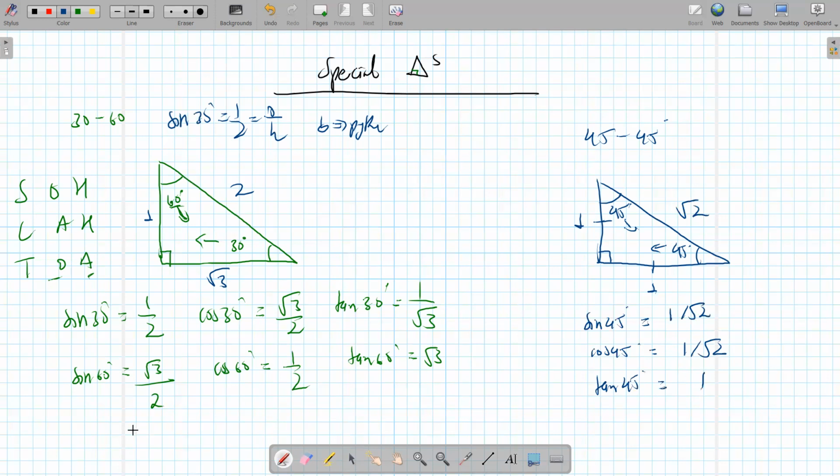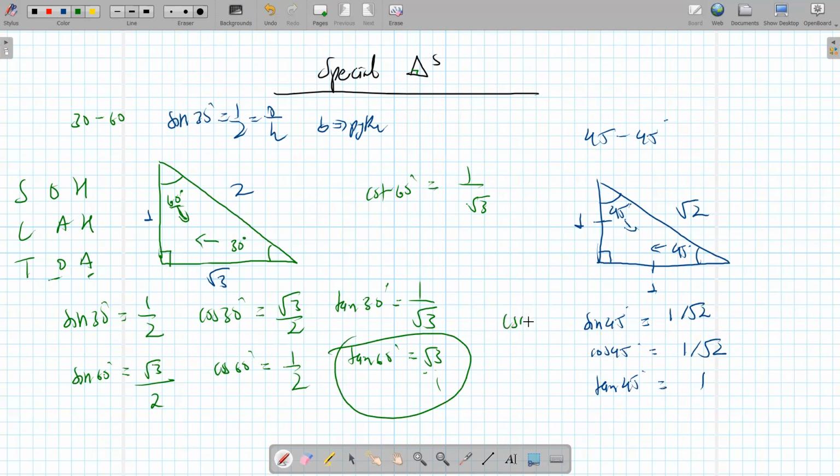There we go. Special triangles. Two of them give you 9 different ratios. You can even flip them, right? Like, what if I asked you, what's cotangent of 60? Cot is 1 over tan. So you're going to look at tan 60. It's root 3 over 1. You're just going to flip it upside down. Cotangent of 60 is 1 over this guy. So it's going to be 1 over root 3.